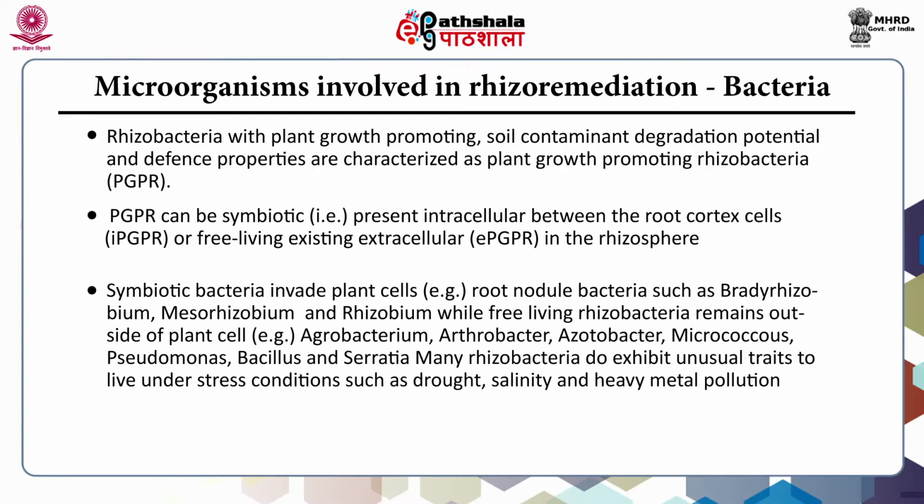Some examples of these bacteria are Bradyrhizobium, Mesorhizobium and Rhizobium. These are free living rhizobacteria, I mean extracellular plant growth promoting rhizobacteria. Now, Agrobacterium, Arthrobacter, Acetobacter, Micrococcus, Pseudomonas, Bacillus and Serratia species, many rhizobacteria exhibit unusual characteristics to survive under stress conditions. The stress condition can be drought, salinity or heavy metal pollution.